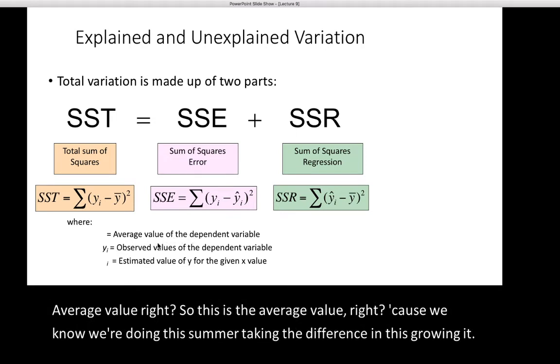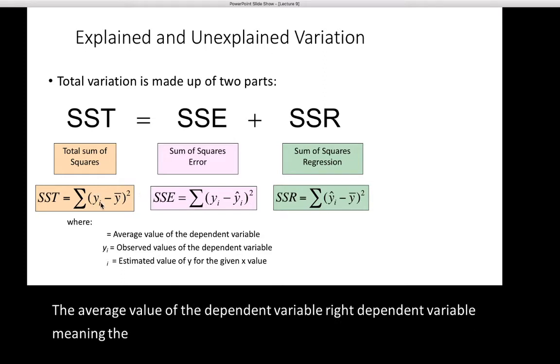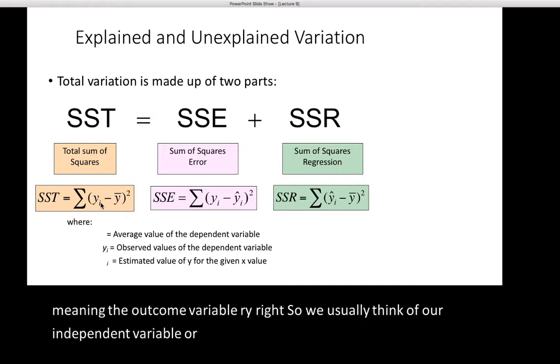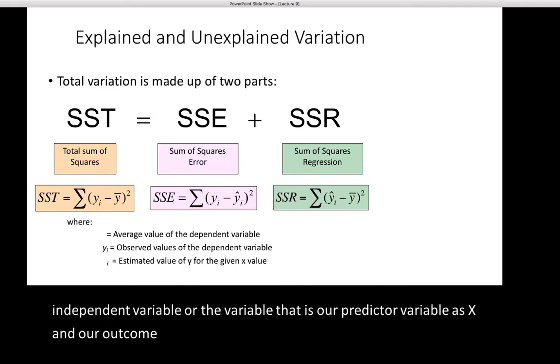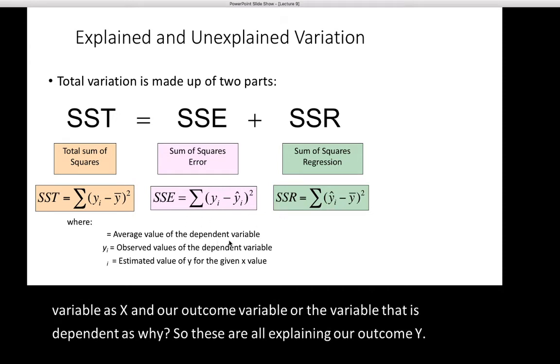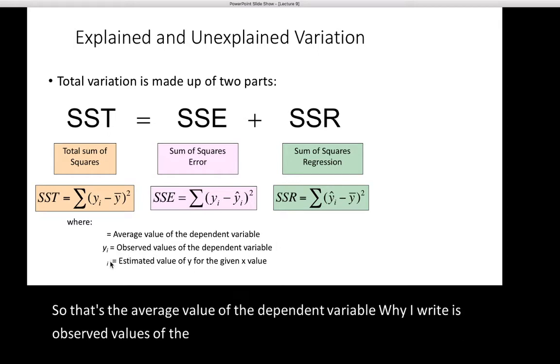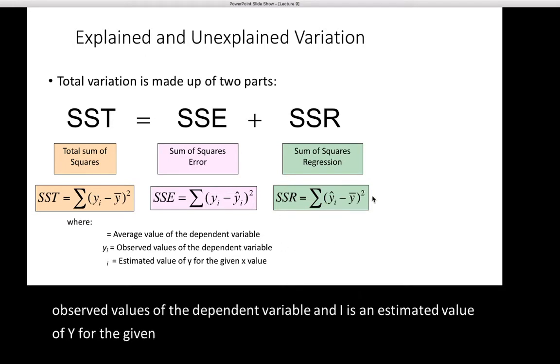The average value of the dependent variable, right? Dependent variable, meaning the outcome variable, our y, right? So we usually think of our independent variable, or the variable that is our predictor variable, as x, and our outcome variable, or the variable that is dependent, as y. So these are all explaining our outcome y. So that's the average value of the dependent variable. Yi is the observed values of the dependent variable. And ŷi is an estimated value of y for the given x value. Okay.